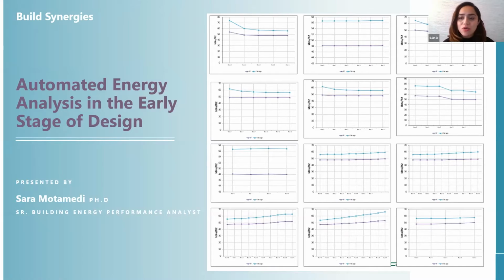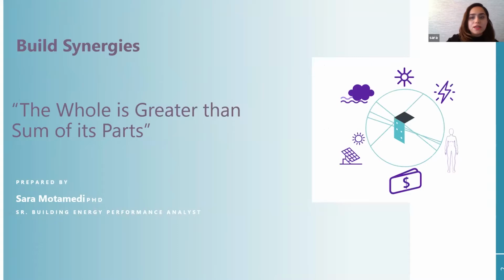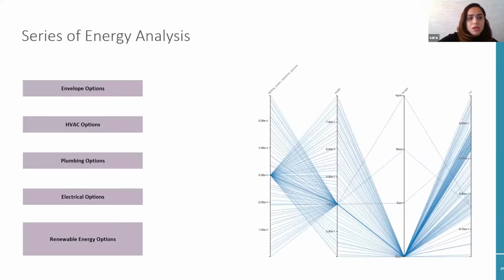As mentioned, today I'm going to go over energy analysis and automation in the early stage of design. This study is provided by Build Synergies, a platform that automates energy analysis, daylighting, and thermal comfort. We can perform a series of energy analyses for different building components such as envelope, HVAC, plumbing, electrical, and renewable energy. And we can analyze different alternatives in order to figure out what the optimal energy efficient solution can be.